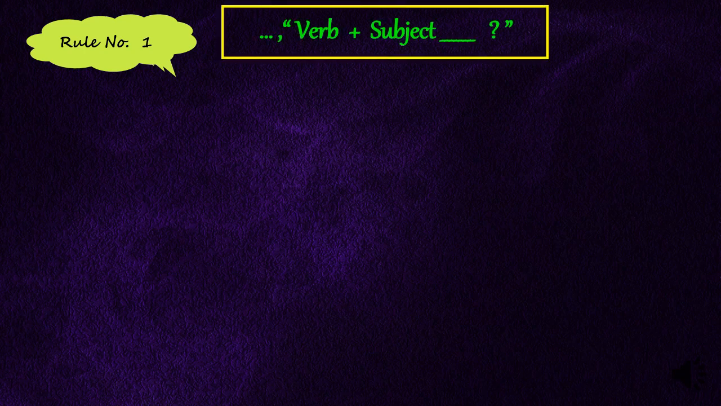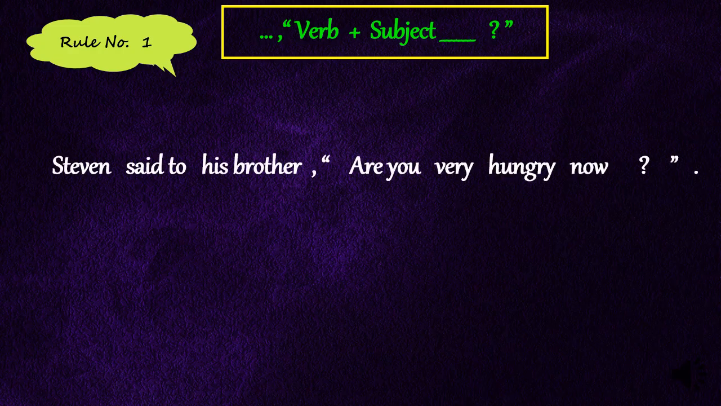Rule number 1 for converting from direct to indirect. Now, let's assume you are given a sentence with this template where you have words written before the comma, and then you have an open quotes, close quotes, followed by a verb, and followed by a subject, and ended with a question mark and close quotes. So when this is the case, how do we convert?